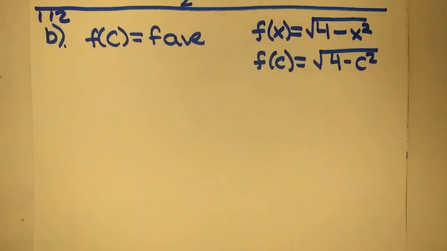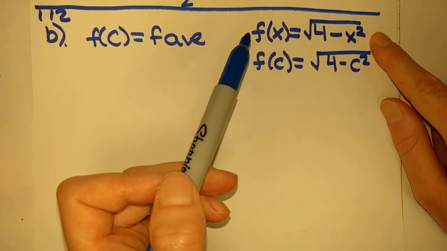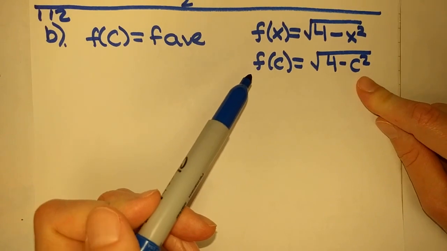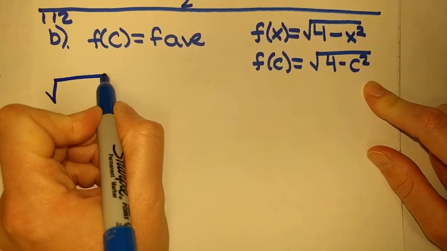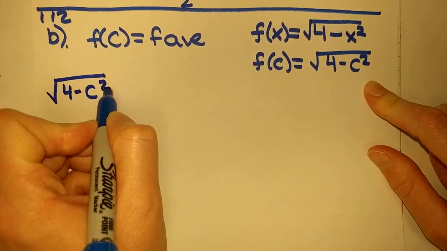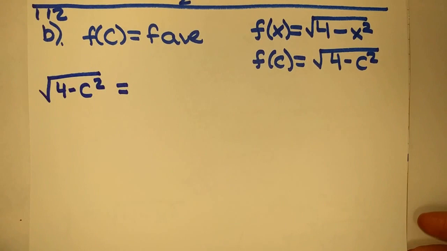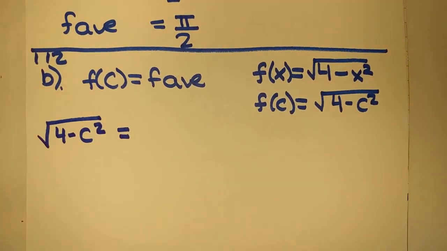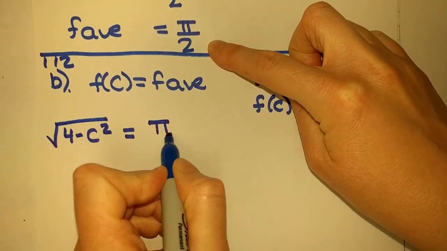This is the rest of question 112 part B, where we're trying to find f of c equal to the average value. So as we discussed, f of x is equal to the square root of 4 minus x squared. So f of c will be the square root of 4 minus c squared. So over here we have the square root of 4 minus c squared. And our average value we found in part A, using area underneath the quarter circle, was pi over 2.